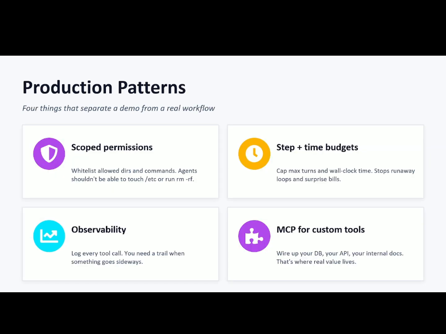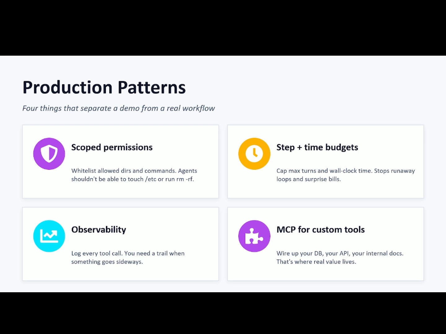A demo running on your laptop is one thing, putting an agent into a real workflow is another. Four patterns that matter. 1. Scoped permissions. Whitelist the directories and commands that the agent can touch. It should never have access to /etc or be able to, that is, remove any files it likes.